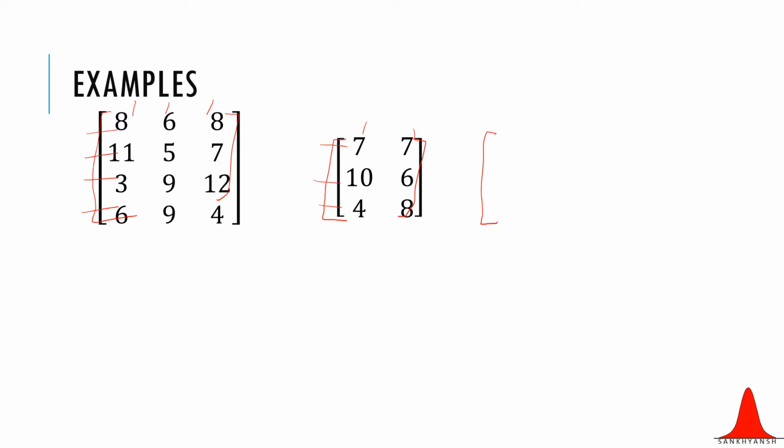For example, this is also a matrix. This is also a matrix, and this is also a matrix.